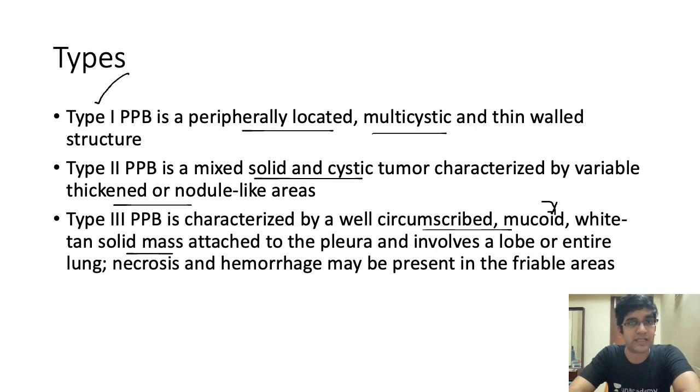I'll have a solid mass attached to the pleura, or it can involve the lung parenchyma as well. Fine. You might see necrosis and hemorrhage. Again, reiterating the fact it could be a very, very aggressive lesion. I have to pick them up. All these 3 different types might have a few pointers in my microscopy. Actually, type 3 is a close differential diagnosis for many of the tumors. We'll look at the differential diagnosis soon.